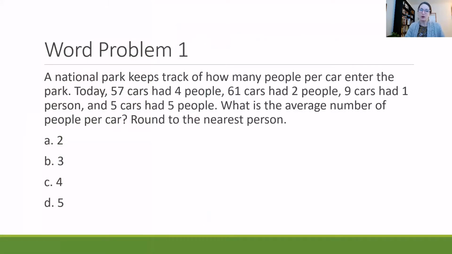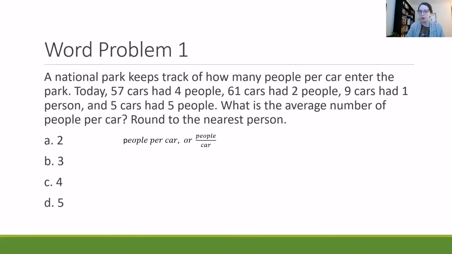So for word problem 1, it says a national park keeps track of how many people per car enter the park. Today, 57 cars had 4 people, 61 cars had 2 people, 9 cars had 1 person, and 5 cars had 5 people. What is the average number of people per car? Round to the nearest person. Okay, so if I look back over here, I see some important numbers. I see that I'm trying to find an average. So let's take that information and see what we can come up with.